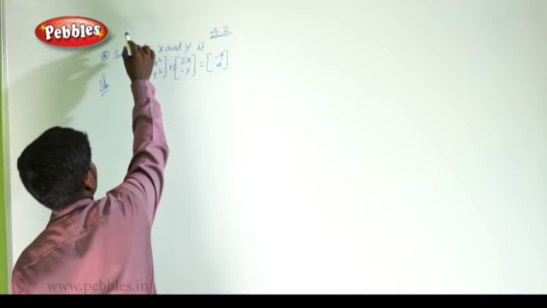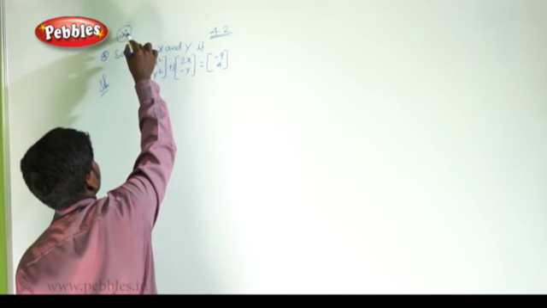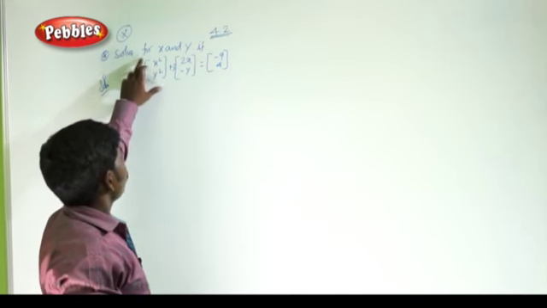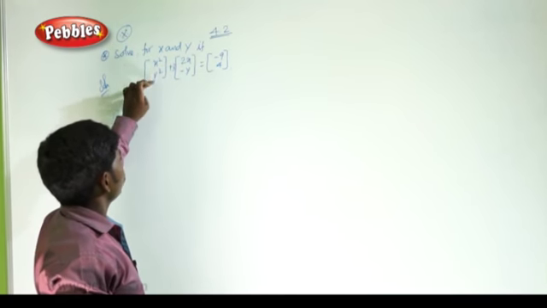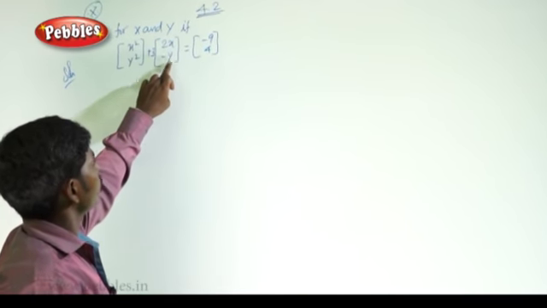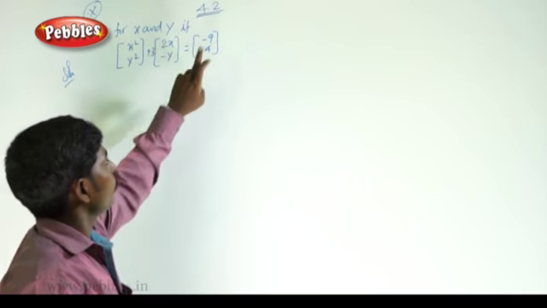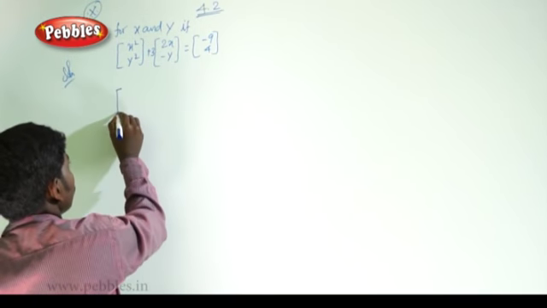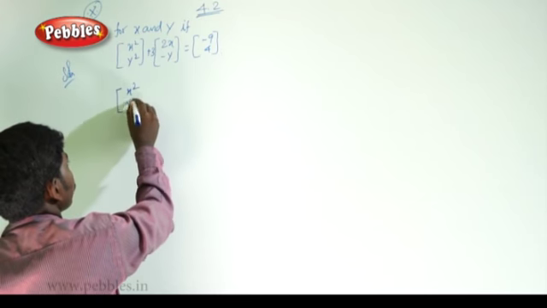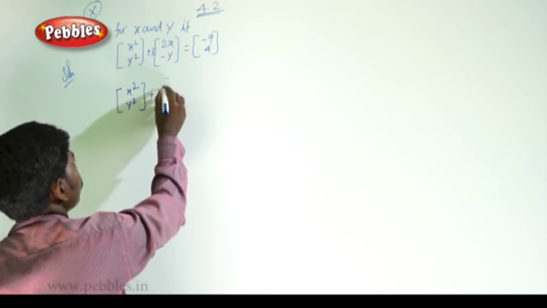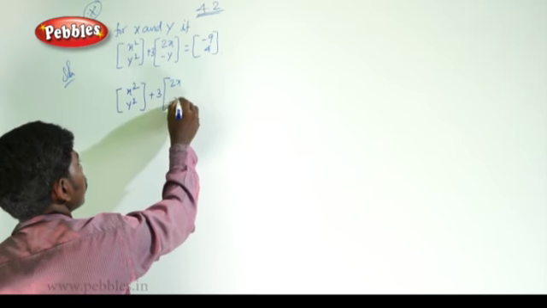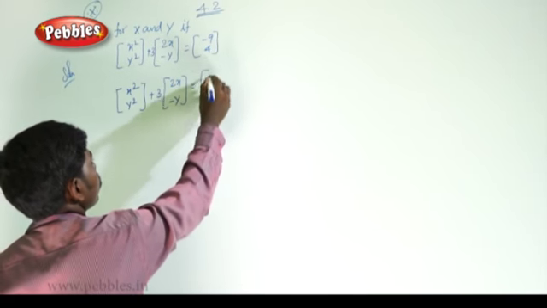So it's an important question. Solve for x and y if [x² y²] + 3[2x −y] = [−9 4]. Given the value [x² y²] + 3[2x −y] = [−9 4].